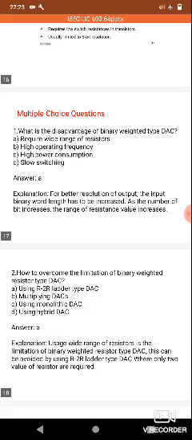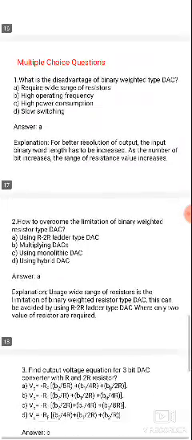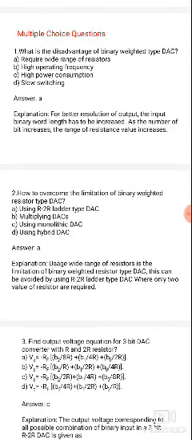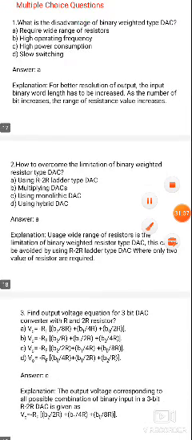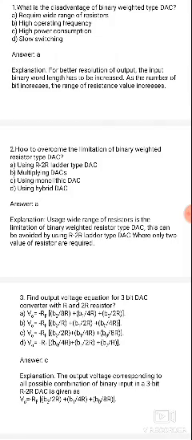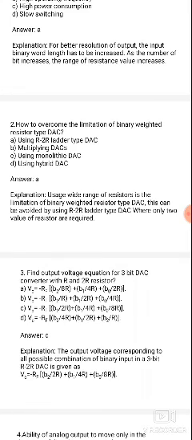So A is requires a wide range of resistors. B is high operating frequency. C is high power consumption. D is slow switching. The main disadvantage, as we just discussed, is that it requires a wide range of resistors. That is A. For better resolution, the input binary word length has to be increased, and as the number of bits increases, the range of resistance values also increases. That is, it depends on the range of resistors.